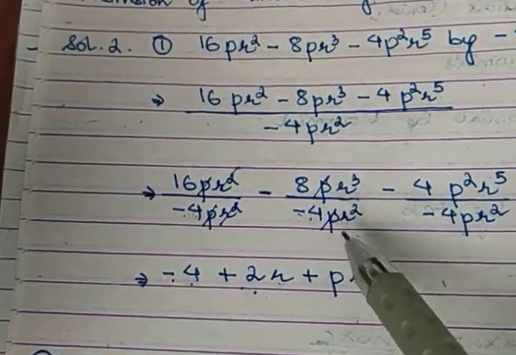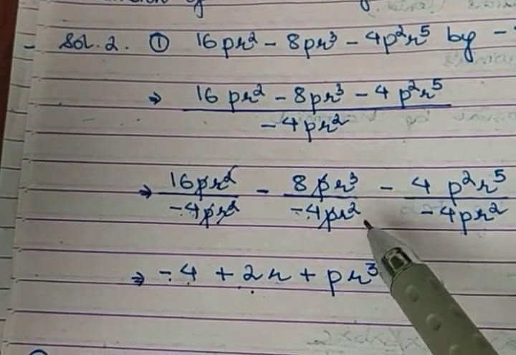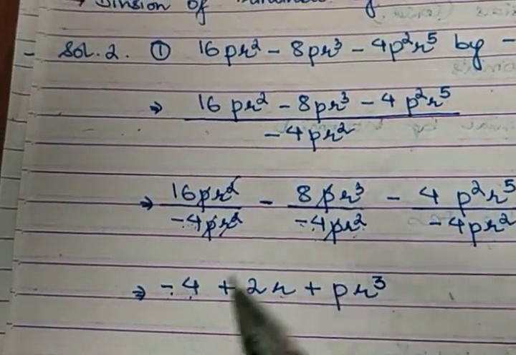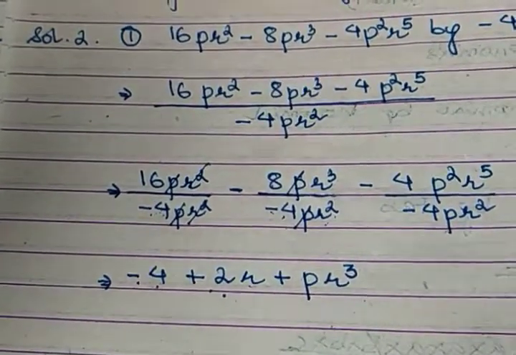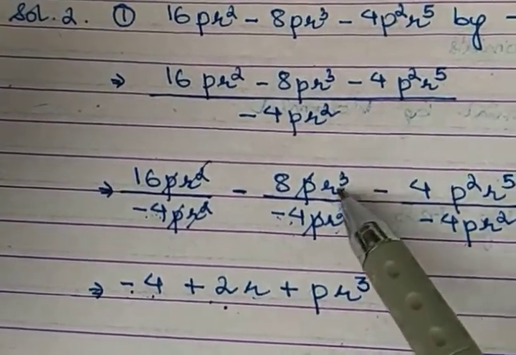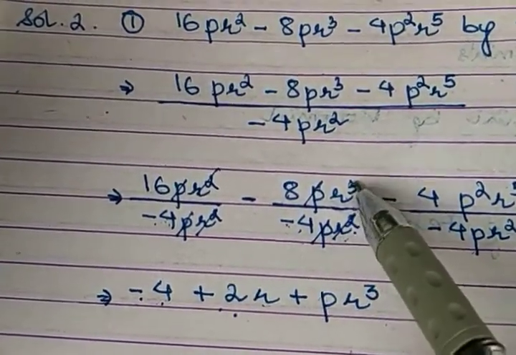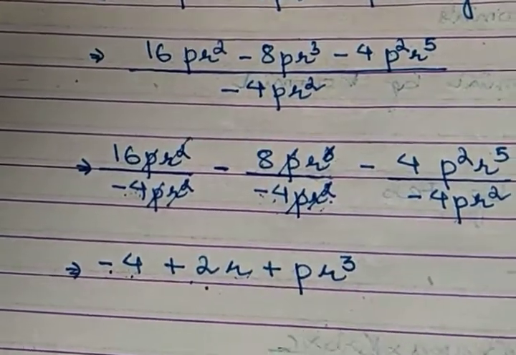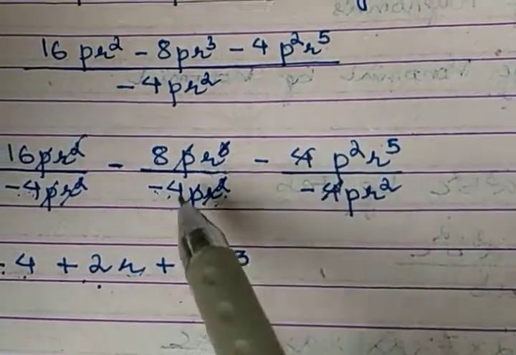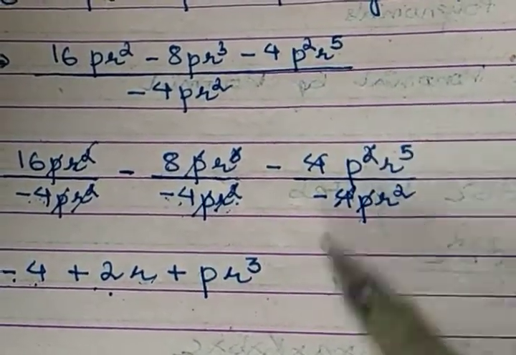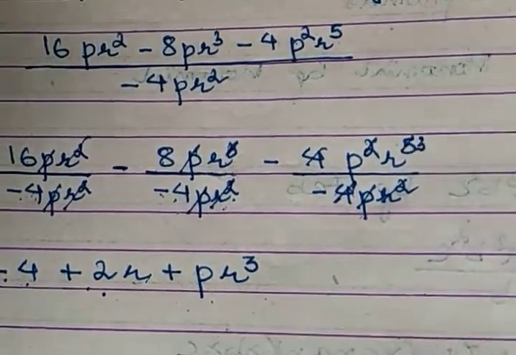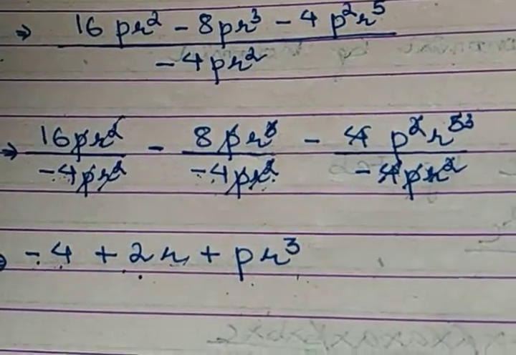Again, P and P got cancelled. As I have already said, in division the powers will be subtracted, isn't it? R cubed by R squared. Remember, the powers will be subtracted for like variables, same variables. R cubed minus R squared, so it will be R to the power 1, so R left, see. And the third one again, minus into minus, it's plus. This 4 and 4 will get cancelled. P squared, so one of the P left, so P. R to the power 5, so 3 R's will be left, so R to the power 3.